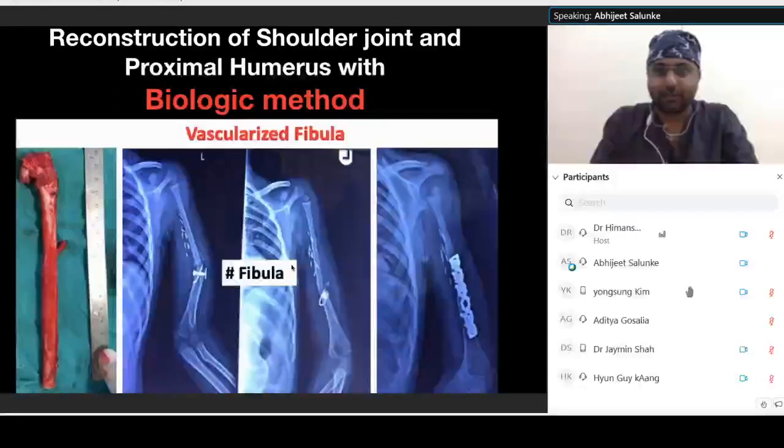Third, we can use a biologic option that can be the patient's own bone, other than the tumor bone, that can be fibula. So we have used, in a case of humerus in a child, a vascularized fibula, but it has its own complication, as Professor Kang told. It can fracture. So in this case, it was fractured, so we had to put a plate.